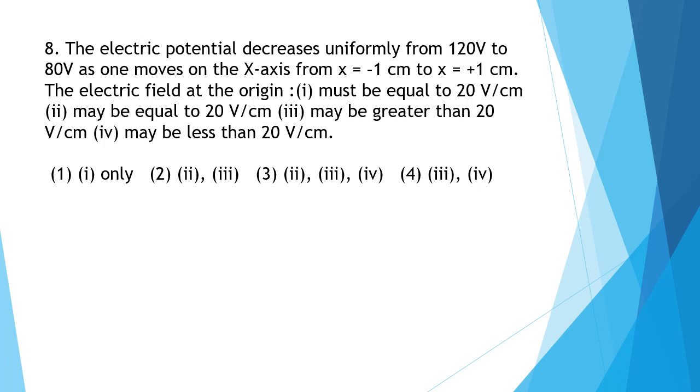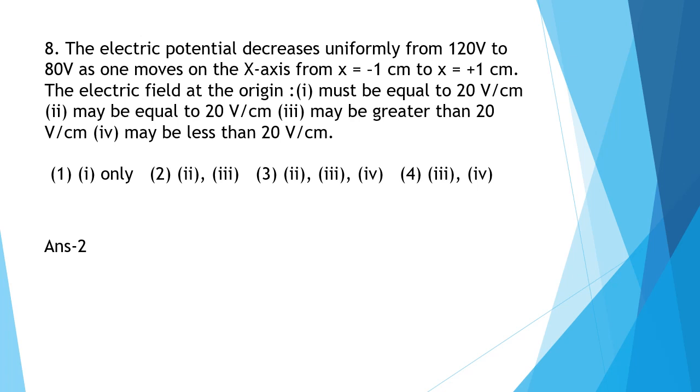Question 8. The electric potential decreases uniformly from 120 volts to 80 volts as one moves along the x-axis from x equal to -1 centimeter to x equal to +1 centimeter. The electric field at the origin: 1, must be equal to 20 volt per centimeter; 2, may be equal to 20 volt per centimeter; 3, may be greater than 20 volt per centimeter; and 4, may be less than 20 volt per centimeter. So the correct answer to this is option 2, that is it may be equal to 20 volt per centimeter and it may be greater than 20 volt per centimeter.